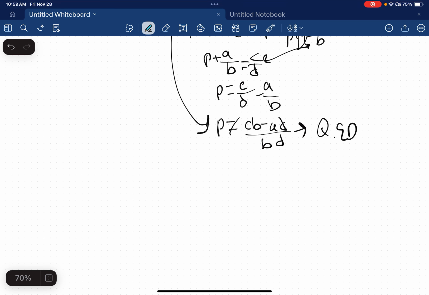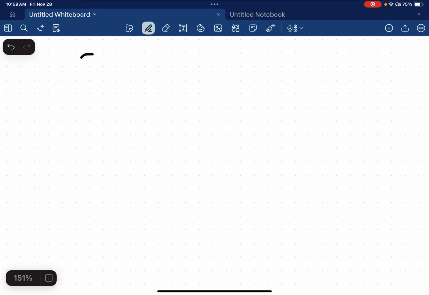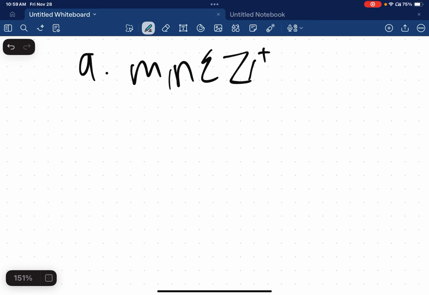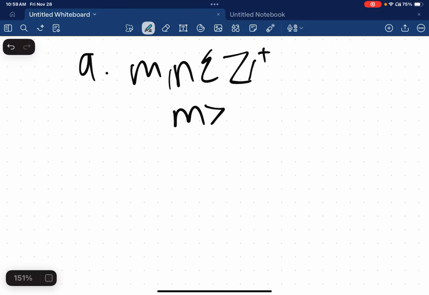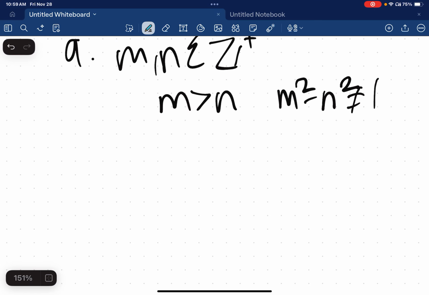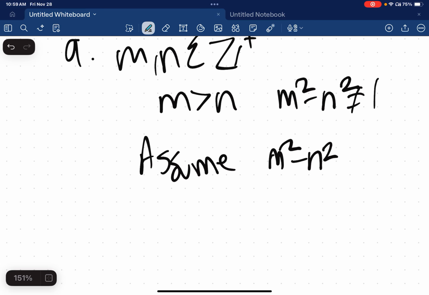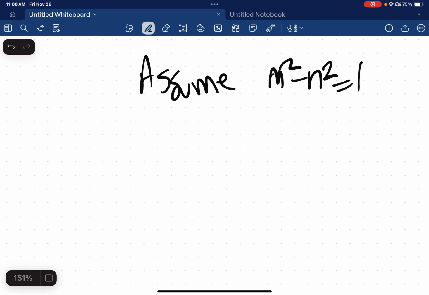Okay, time for number 9. Given that m and n are elements of positive integers, with m being bigger than n, it is true that m squared minus n squared cannot equal 1. Okay, once again, we're going to do a contradiction. We're going to assume m squared minus n squared is in fact equal to 1.